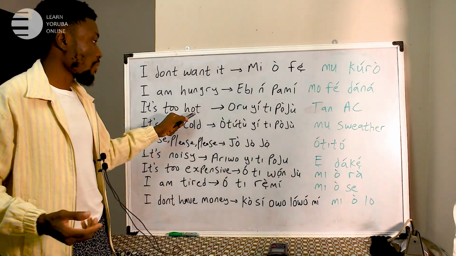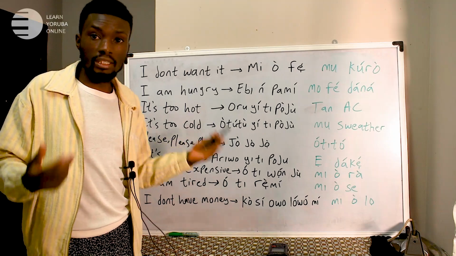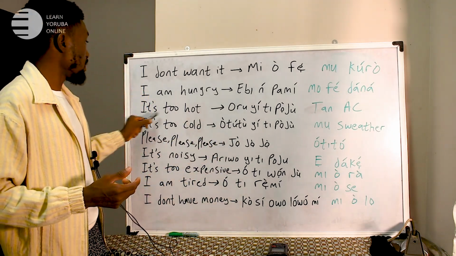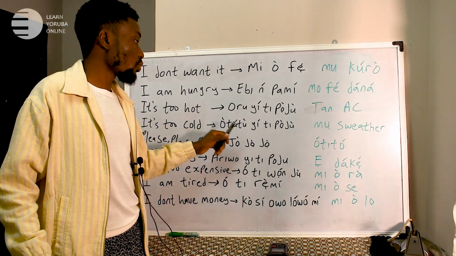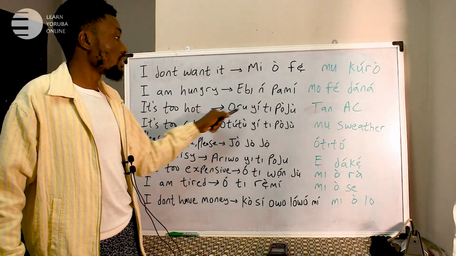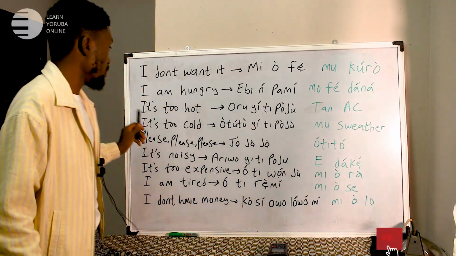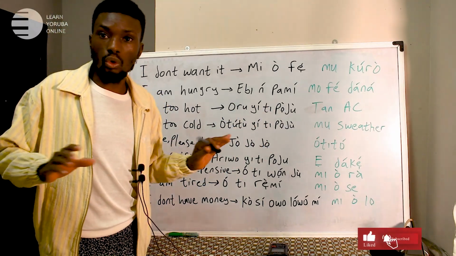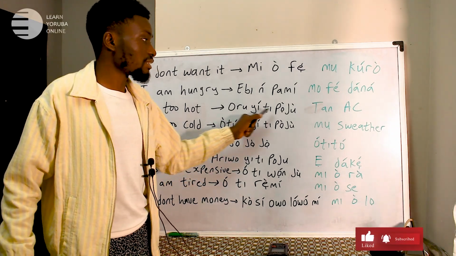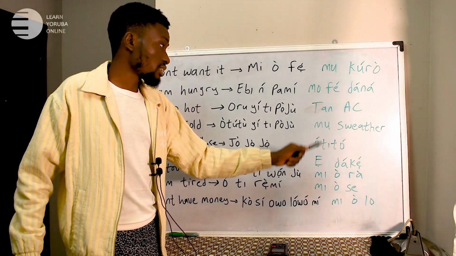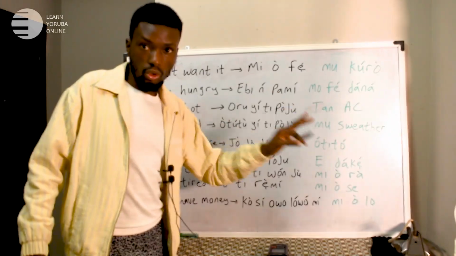And then hot in Yoruba is gbona or oru. So it's too hot. Oru yi ti poju. So direct translation of this in Yoruba is just that this heat is too much. But if you say it's too hot, the way you are going to call it in Yoruba is oru yi ti poju. You can now join it with tan AC, that is put on the AC. Tan is to on something.